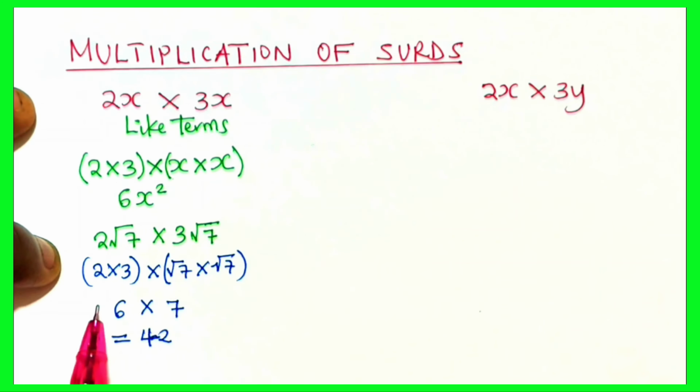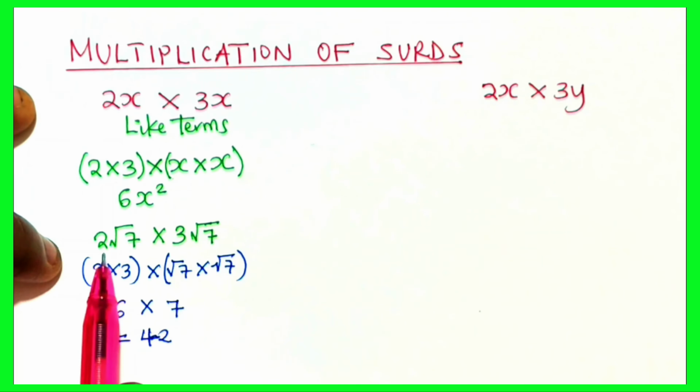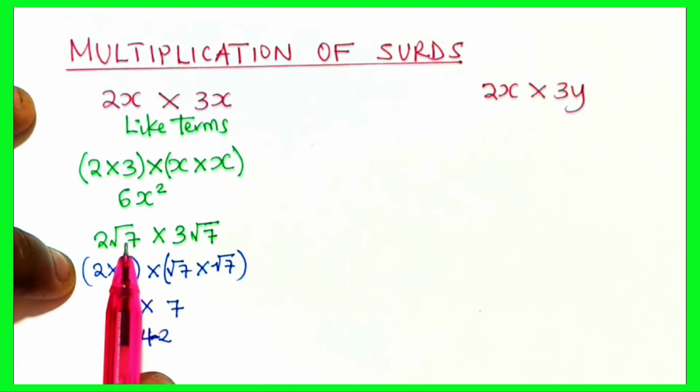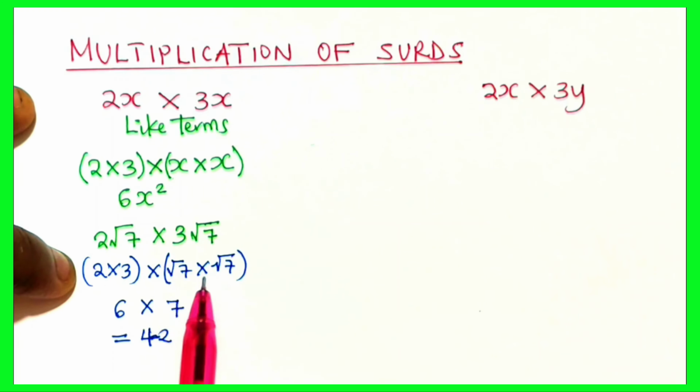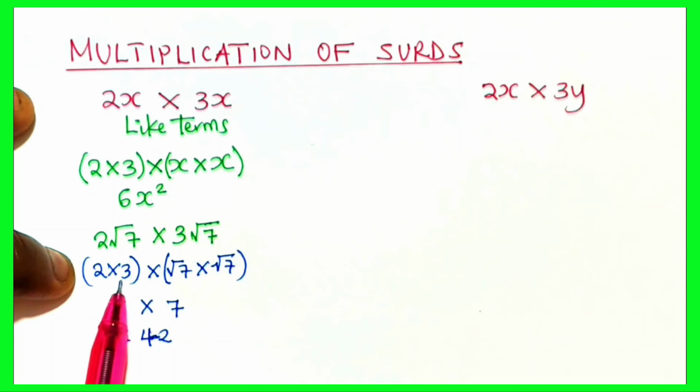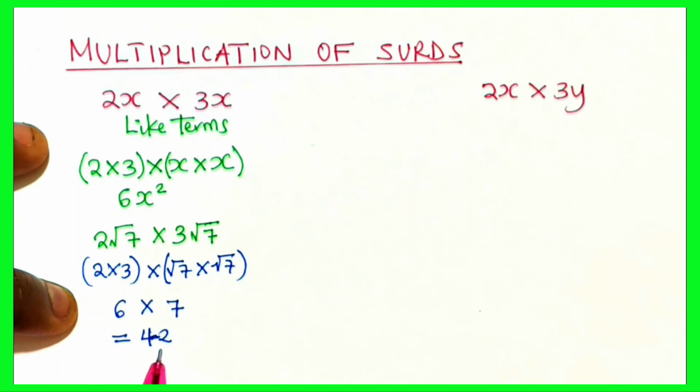Now when it comes to surds, it's the same rule that applies: we multiply the coefficients separately, and then we multiply the surds separately, and then we combine them by multiplying. So here we end up with 6, and then root 7 squared is simply 7, to get our answer here as 42.